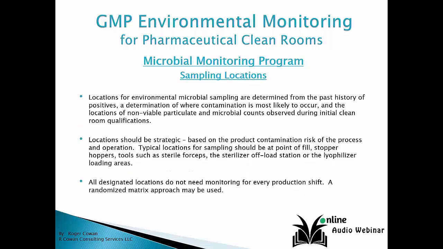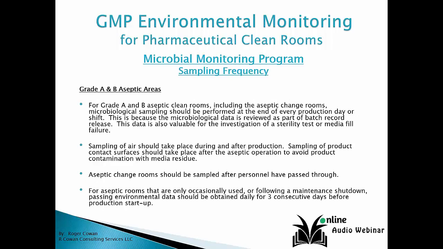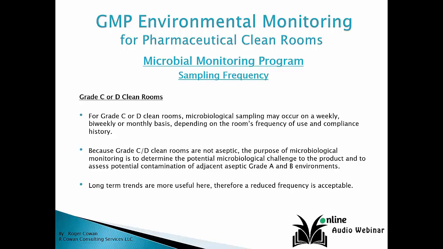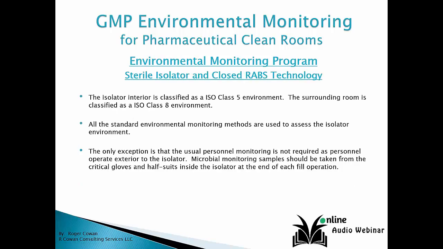How do you choose your sampling location for microbial? How about frequency? Well, for grade A and B aseptic areas, you should perform microbiological sampling at the end of every production day or shift. For grade C or D clean rooms, you can perform microbiological sampling on a weekly, biweekly, or monthly basis. Now, how about the sterile isolator or RABS technology clean rooms?